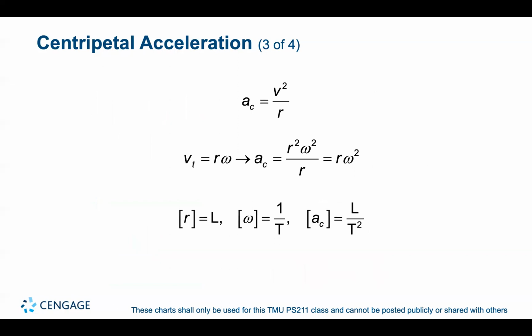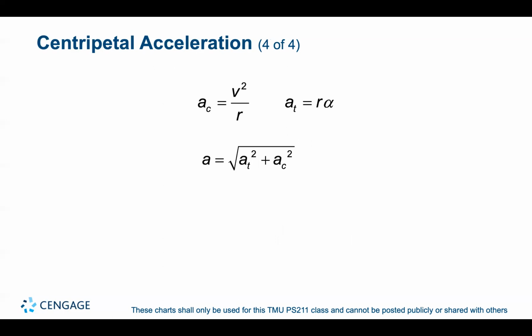Because the tangential velocity is related to the angular velocity through the relation Vt equals r omega, an alternative form of centripetal acceleration is shown here. And let's look at the dimensions. Understand that physical acceleration can occur only if some force is present. For example, if a car travels in a circle on flat ground, the force of static friction between the tires and the ground provides the necessary centripetal force. Note that the centripetal acceleration is always directed towards the center of rotation.